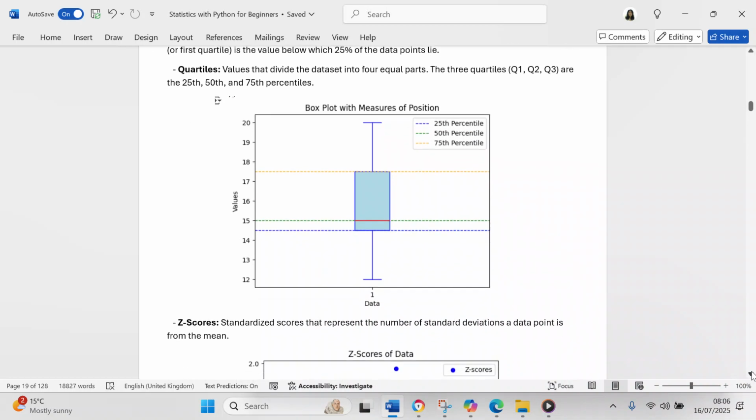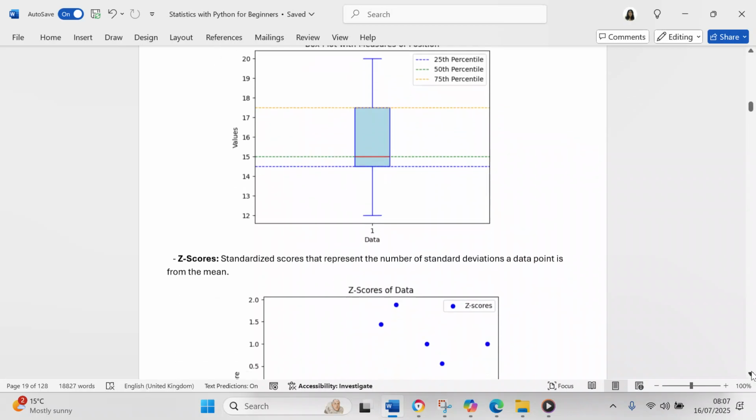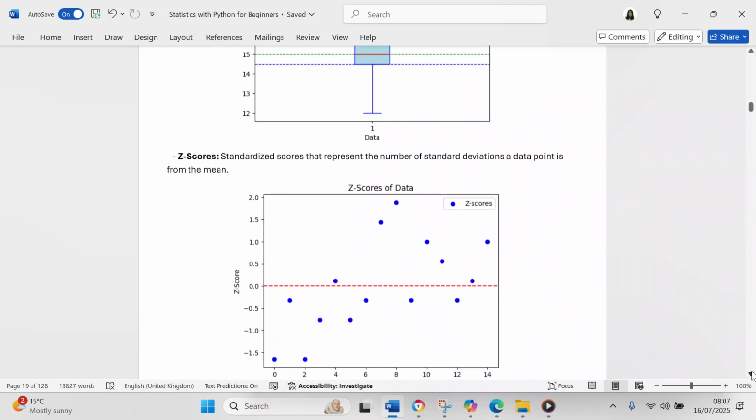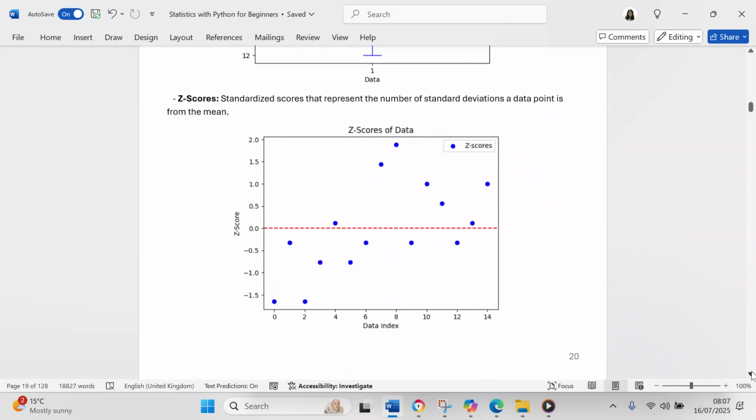So we've got a box plot, and the box plot shows you the percentiles. So the 25th percentile is in blue, and the 75th percentile is in amber, and the 50th percentile is in green. So you can see where the percentiles lie within the box plot. And then you have something called a z-score. A z-score is a standardized score that represents the number of standard deviations a data point is from the mean.